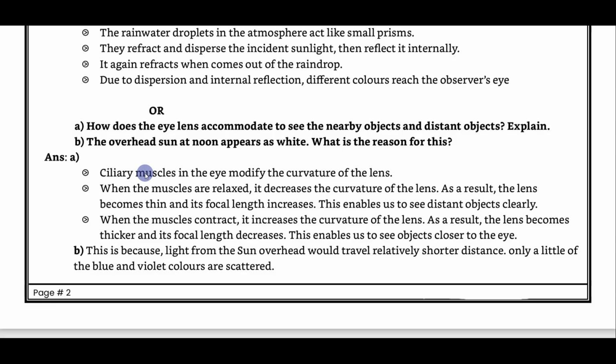When the muscle cells contract, it increases the curvature of the lens. As a result, the focal length decreases. This enables us to see the object closer to the eye.